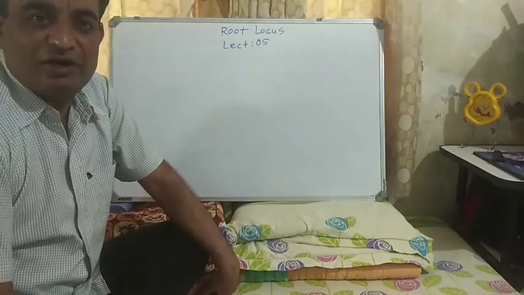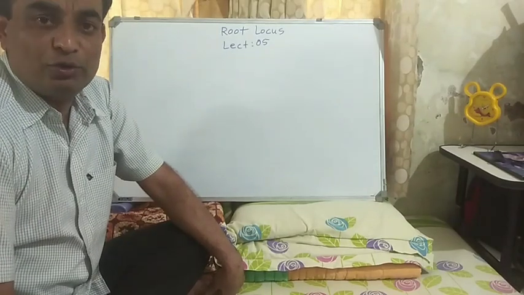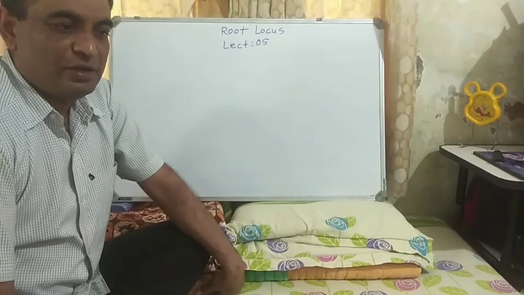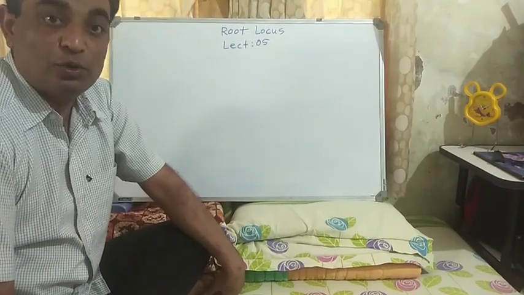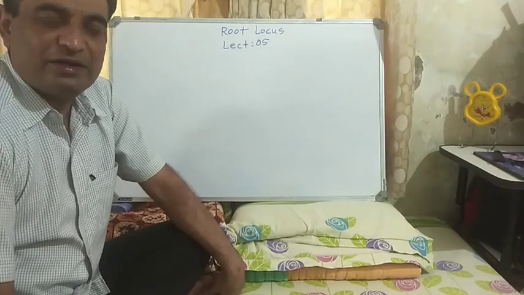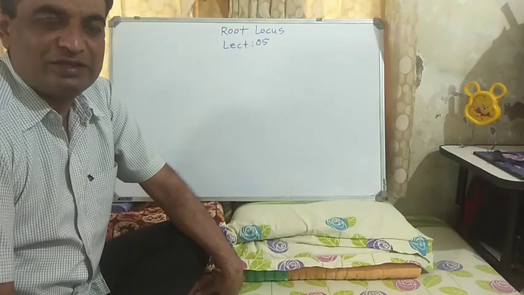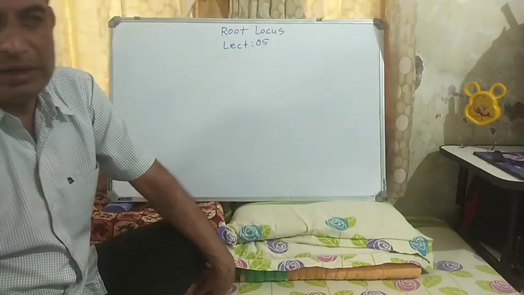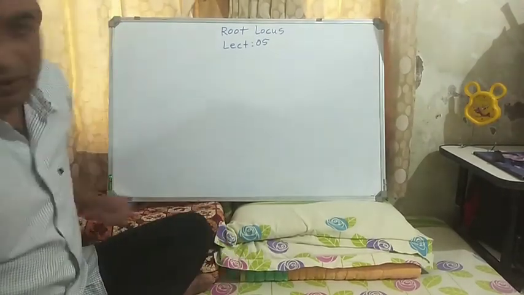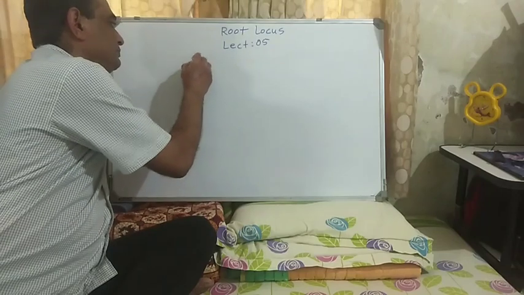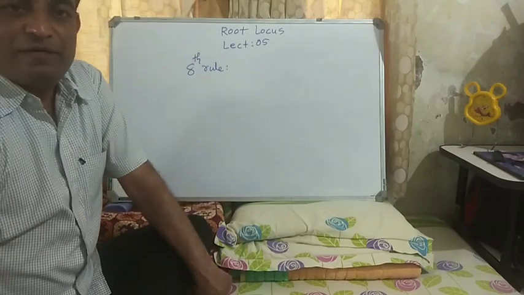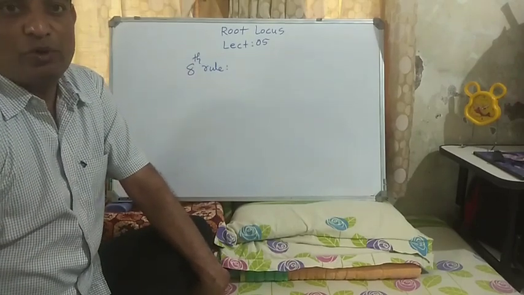Welcome to lecture number 5 on the root locus. In our previous 4 lectures, we started with the rules to sketch the root locus. Today, we again continue with the rules to sketch the root locus. I think we might have reached the 8th rule, and that rule is the calculation of gain k at any point on the root locus.